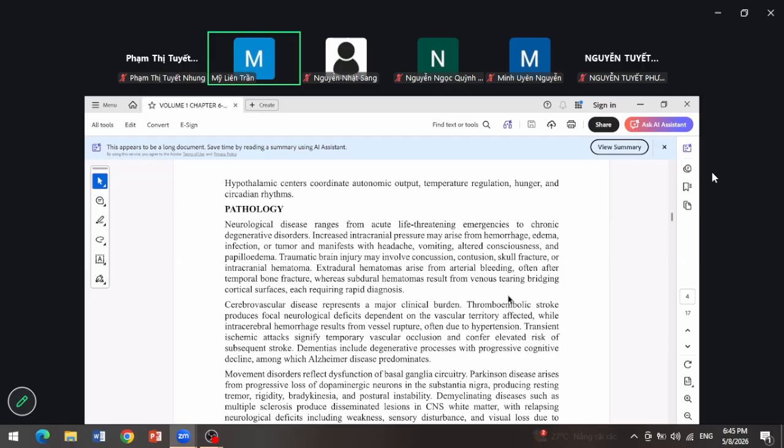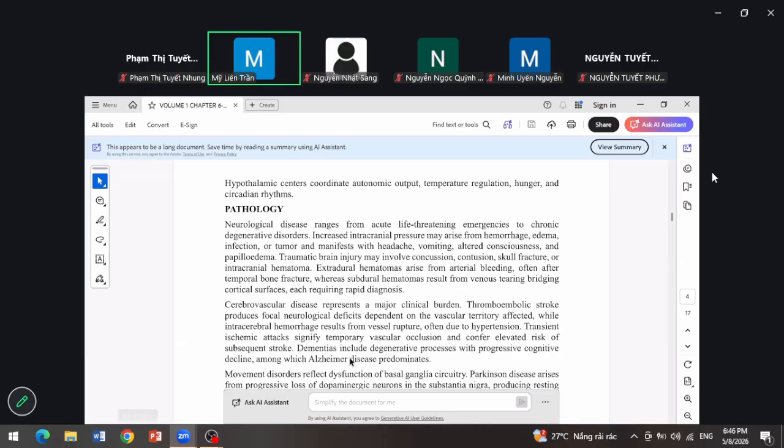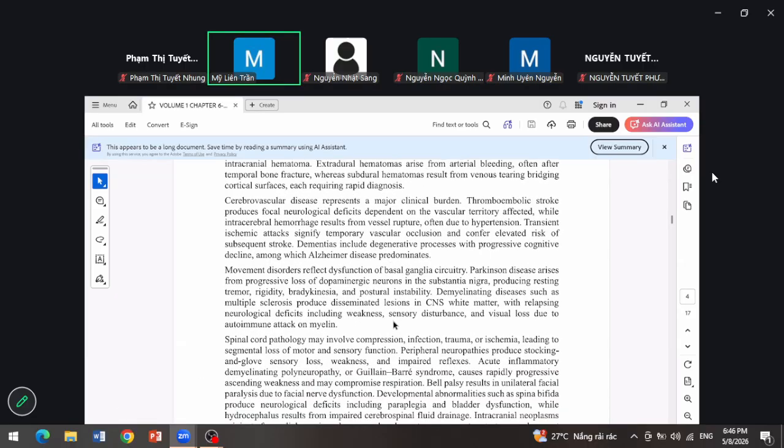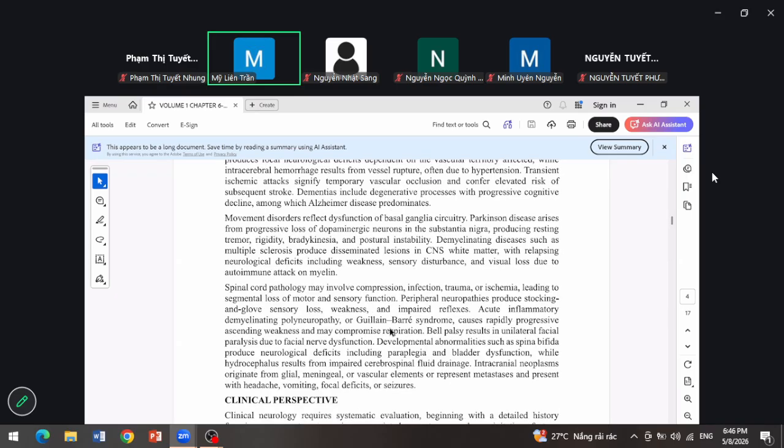Thromboembolic stroke produces focal neurological deficits dependent on the vascular territory affected, while intracerebral hemorrhage results from vessel rupture, often due to hypertension. Transient ischemic attacks signify temporary vascular occlusion and confer elevated risk of subsequent stroke. Dementias include degenerative processes with progressive cognitive decline, among which Alzheimer's disease predominates.